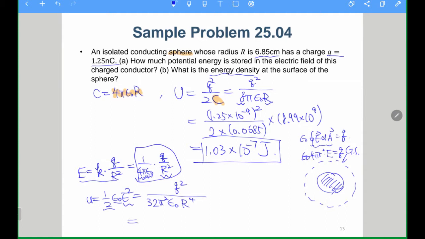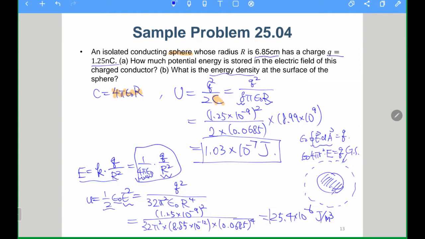So finally, we can plug in the numbers. We have 1.25 times 10 to the minus 9th power quantity squared over 32 pi squared times 8.85 times 10 to the minus 12, and then times 0.0685 to the 4th power. So this is 25.4 times 10 to the minus 6 joule per meter cube. Or you can write it as 25.4 microjoule per meter cube.